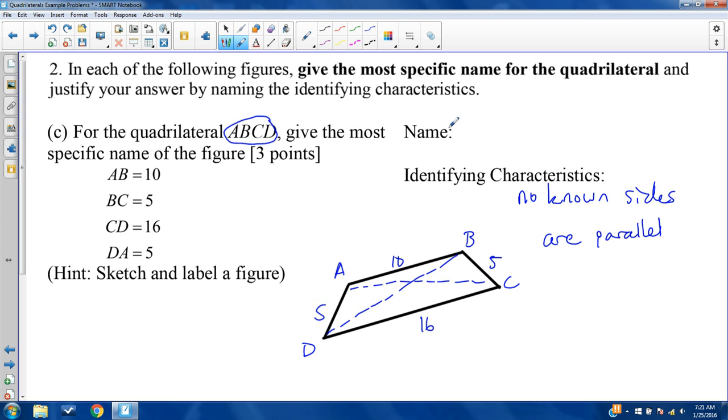So my question is, what do we call it? It still has a name. In this case, this is the most specific name you can give it. Don't know anything else about it, even though it looks like a trapezoid.